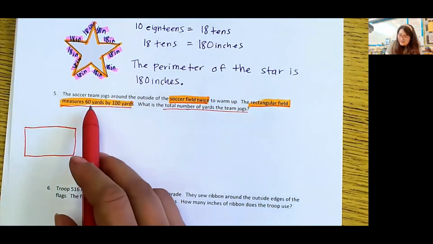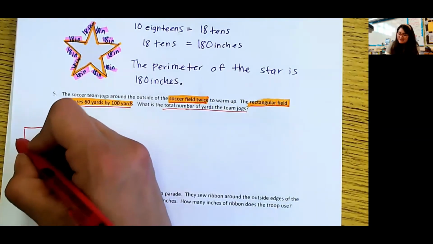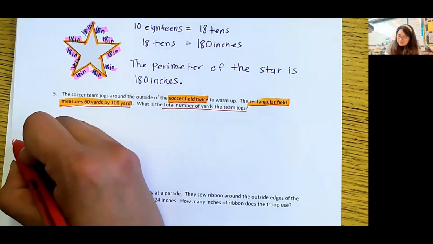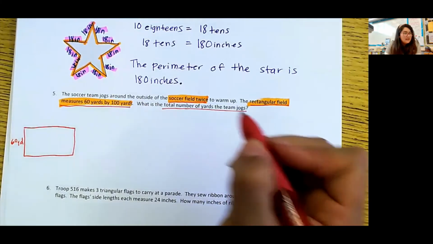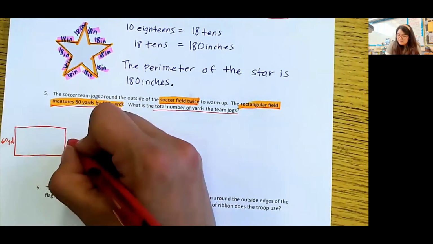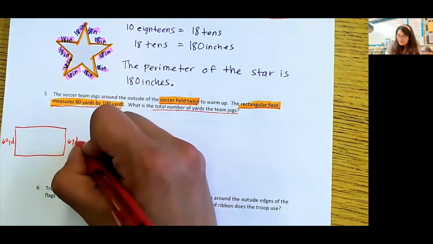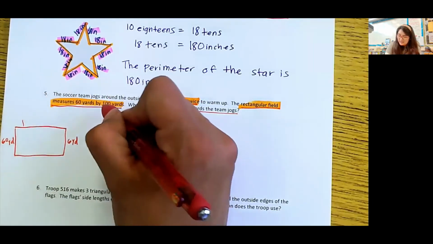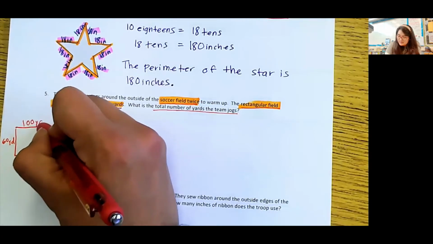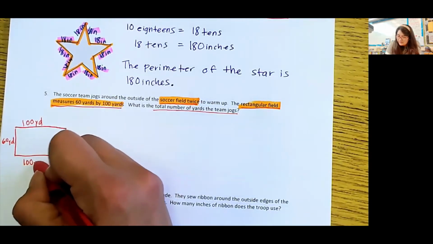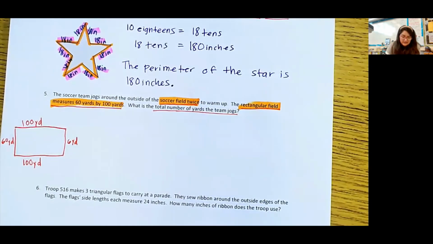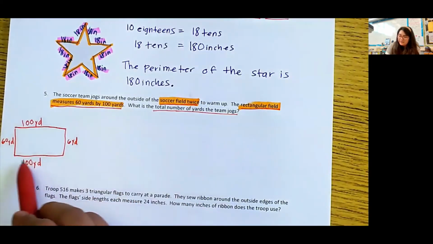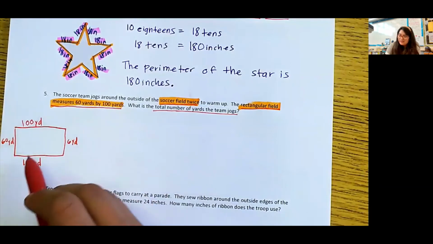And then one side is 60 yards, and the other side is also 60 yards. Now the width is 100 yards. So label yours like this. Now let's find what the perimeter is going around once.